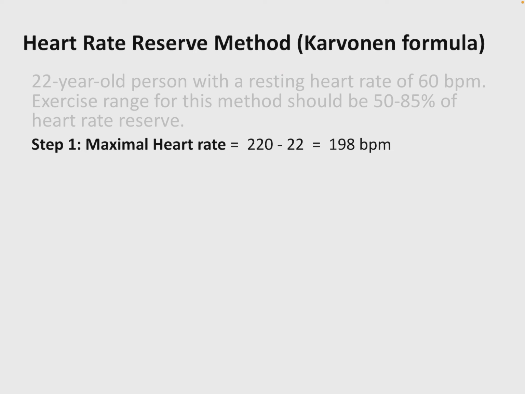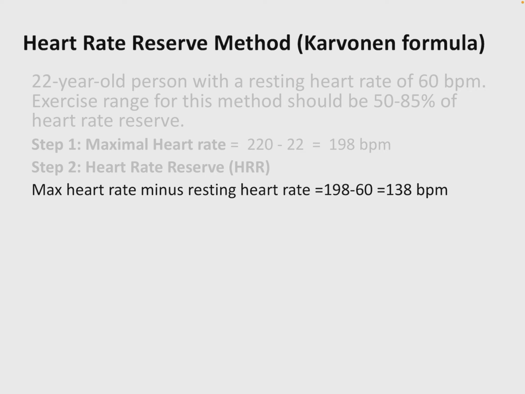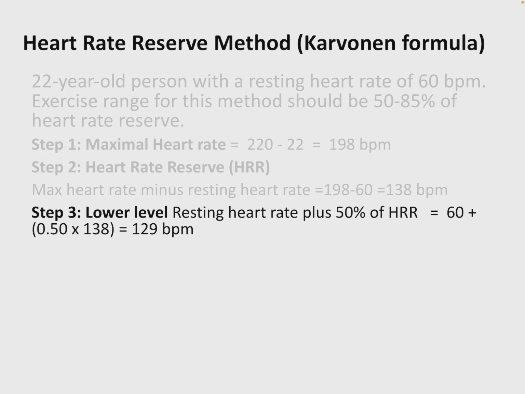There is our max heart rate, our age predicted maximum, 220. For a 22-year-old, it'd be minus 22 equals 198 beats per minute. Now to calculate the heart rate reserve, we want to take the max heart rate minus the resting heart rate. So we'll assume our 22-year-old has a resting heart rate of 60 beats per minute. So their heart rate reserve is 138 beats per minute.